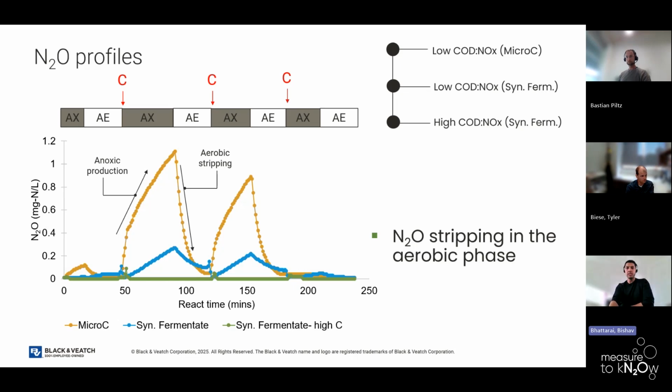This is a trend that we've been seeing throughout. So this highlights that although we were operating our SPR in the aerobic zones at low DO, we were not seeing the increase in nitrous oxide concentration. There might be some stripping there as well, but at least with the nitrous oxide sensor, we weren't seeing any production detected in those aerobic zones.